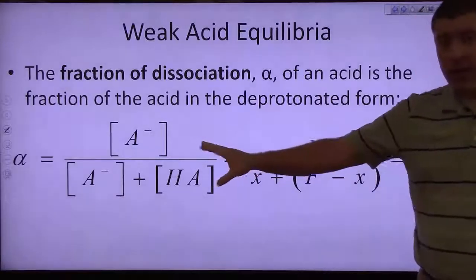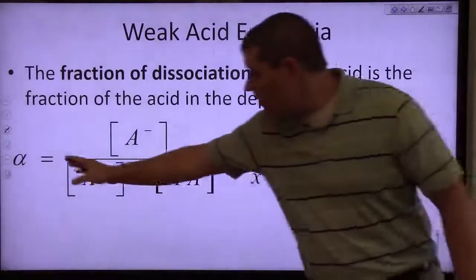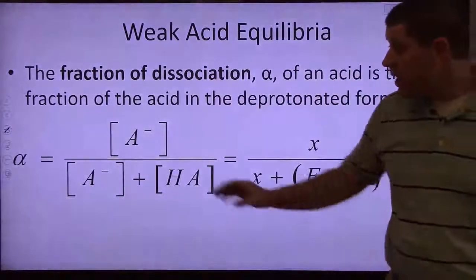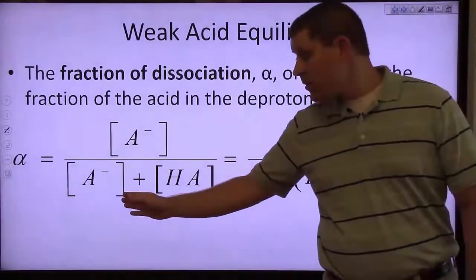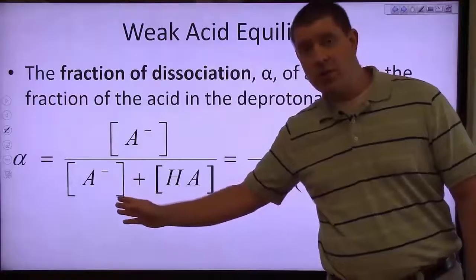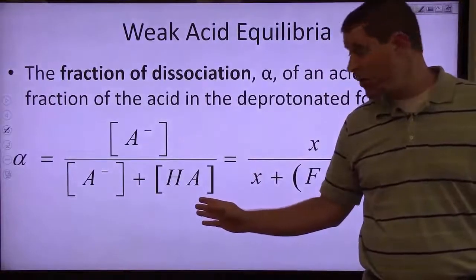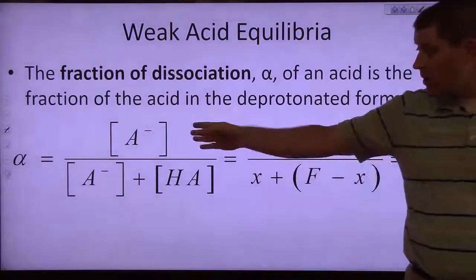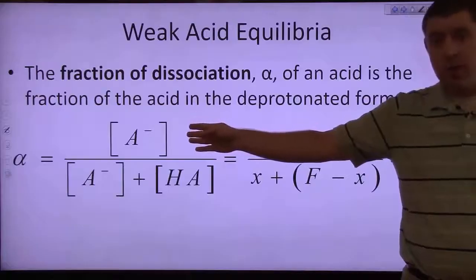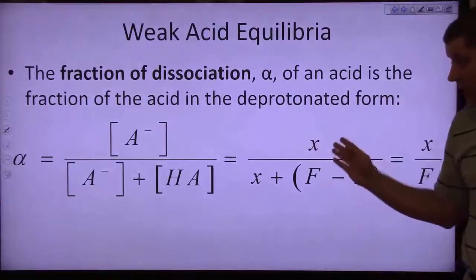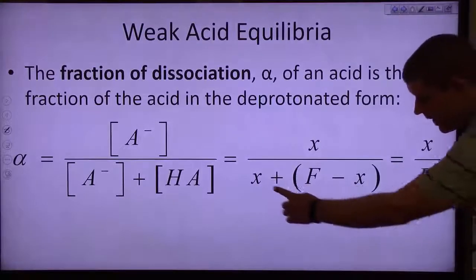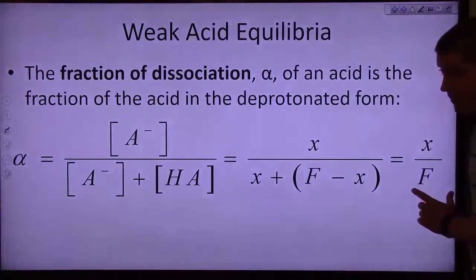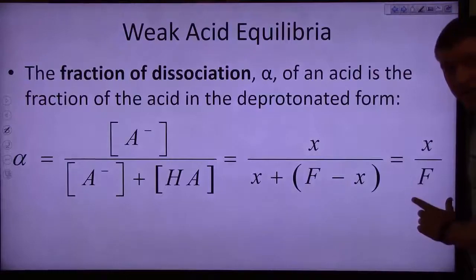And we can express that mathematically like this. We have alpha, our fraction of dissociation, is equal to the concentration of the deprotonated form divided by the sum of the concentrations of the deprotonated form and the protonated form. If we call the concentration of the deprotonated form X, it's then equal to X divided by X plus F minus X, which then, these two X's cancel, and so our alpha there is X divided by F.